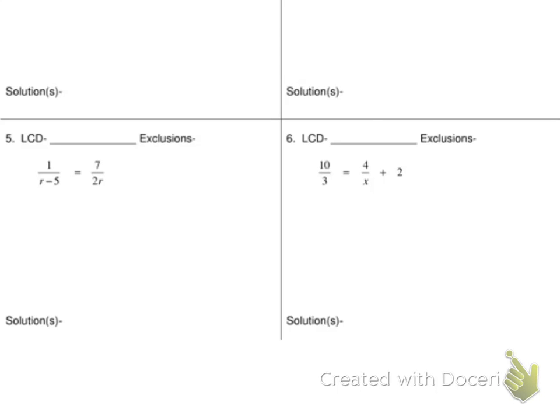Okay, we're going to pick up with number 5 and 6. So in this case, I have r minus 5 and 2r. So the common denominator is 2r, r minus 5. r cannot be 0, and r cannot be 5. Both of those things would make the denominator 0.